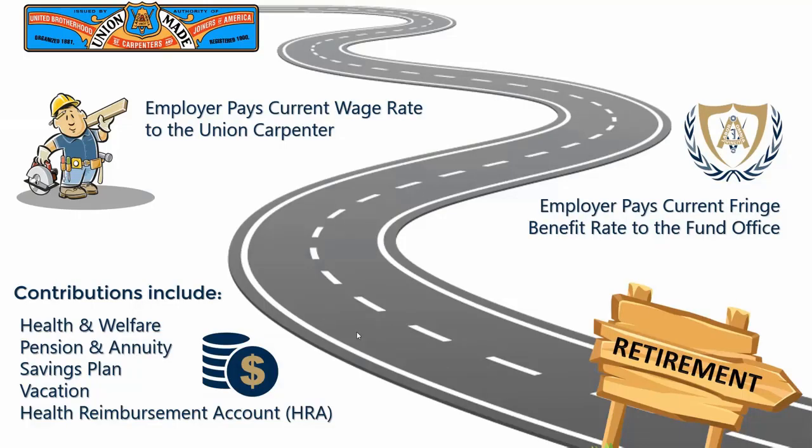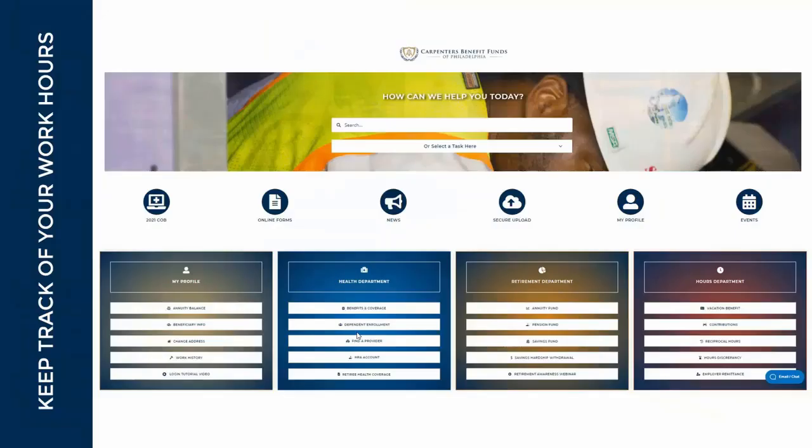This is called the Carpenter's Roadmap. You see our mascot there, the guy with the saw, we call him Joe Wages. He would work the week for the employer and get the wages for that work. And then the employer pays benefits on the carpenter's behalf to the benefit funds. These contributions include such things as health and welfare, pension, annuity, savings plan, the vacation, and the HRA. And day after day, month after month, year after year, when this continues, this is the road that leads to retirement. It leads to retirement with dignity and security.